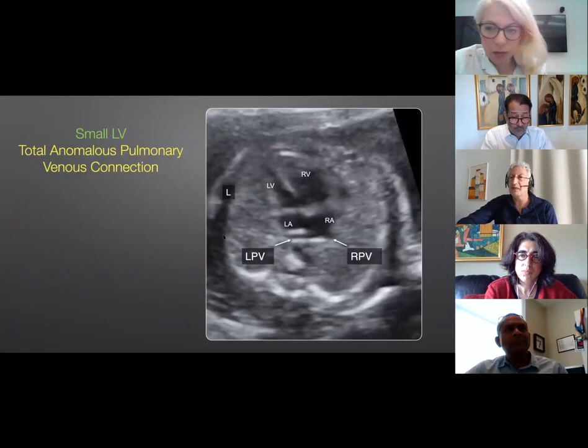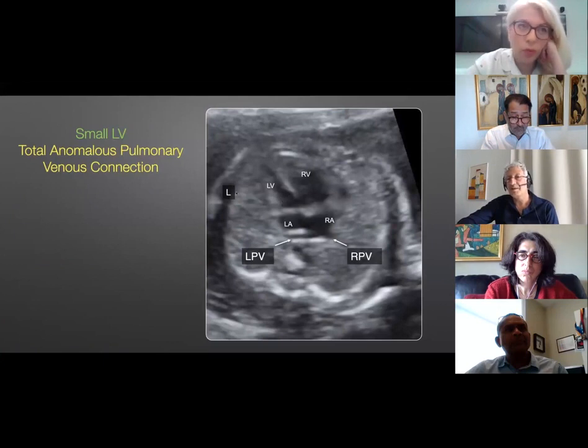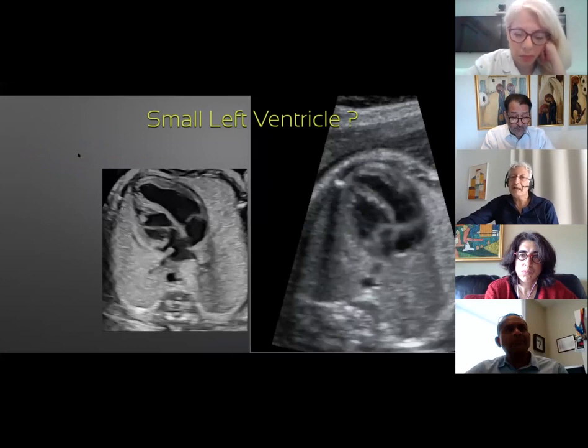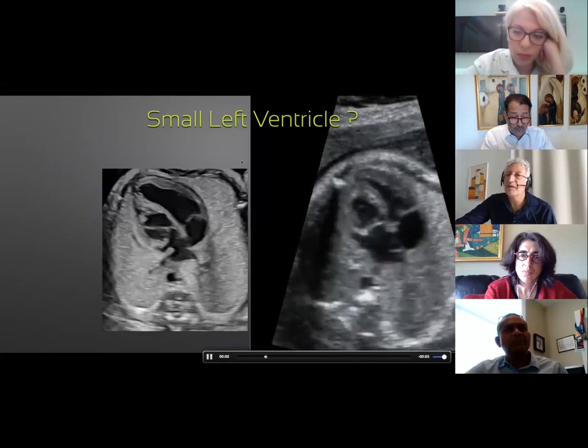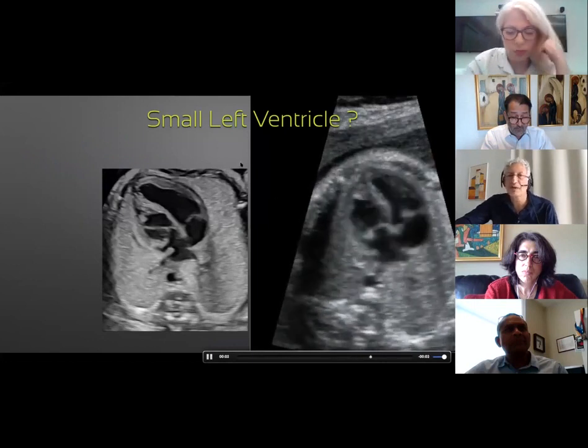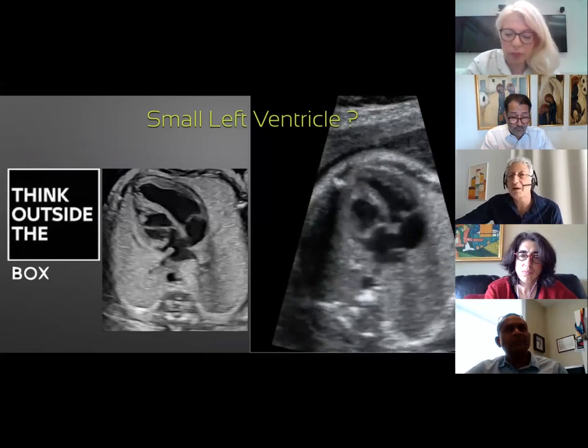Or in this case, you see both veins are entering the right atrium, and you see here the narrow left ventricle in comparison to the right ventricle. And I come to the last case, and I put a question mark here after "small left ventricle", because what you see here appears to be a small ventricle, but my message to you in this case is think outside the box.